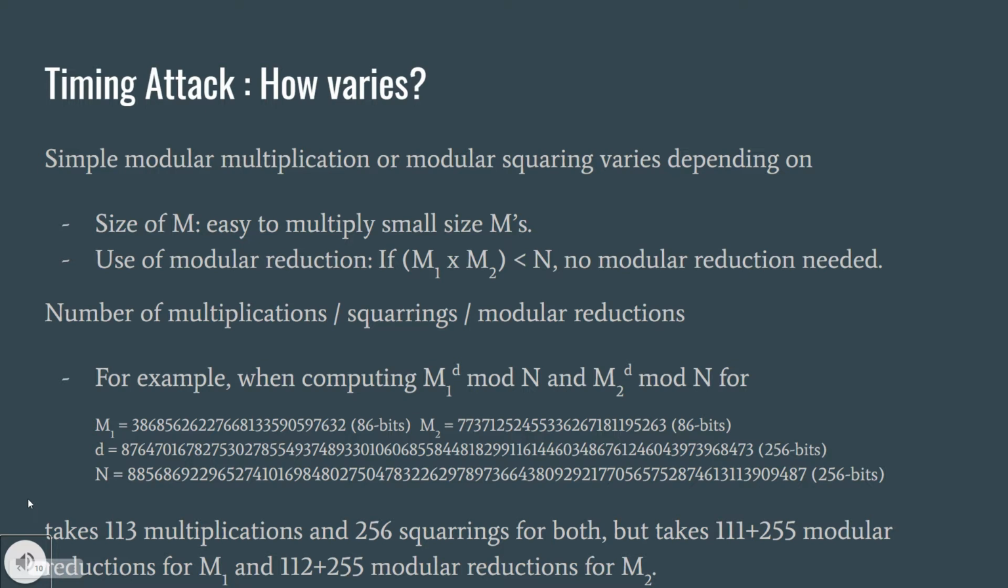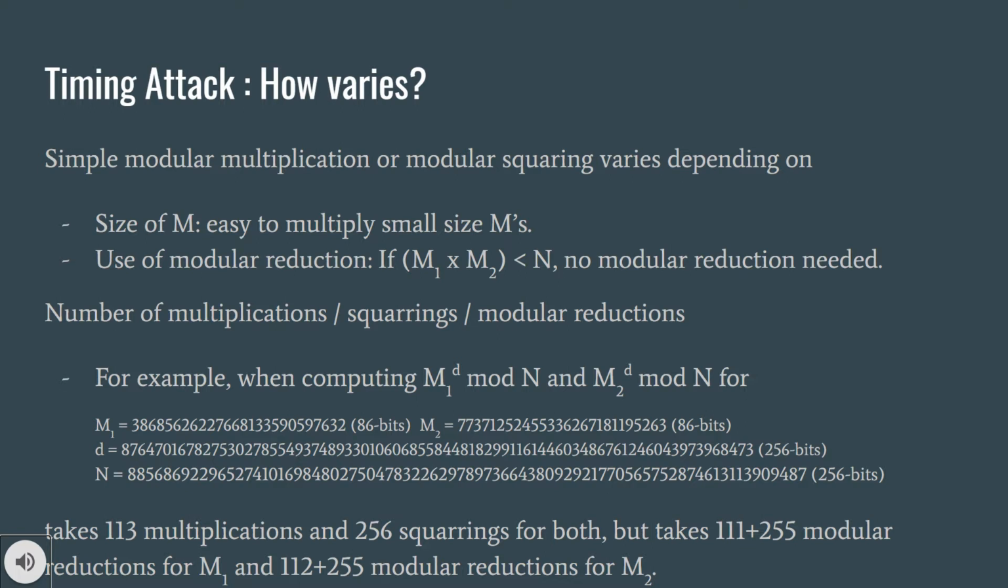How does it vary? Simple modular multiplication or modular squaring varies depending on the size of M, because it's easy to multiply small-size M's, and it depends on the use of modular reduction. If the multiplication of m1 and m2 is less than n, there is no need for a modular reduction. Also, it depends on the number of multiplications, squarings, or modular reductions.